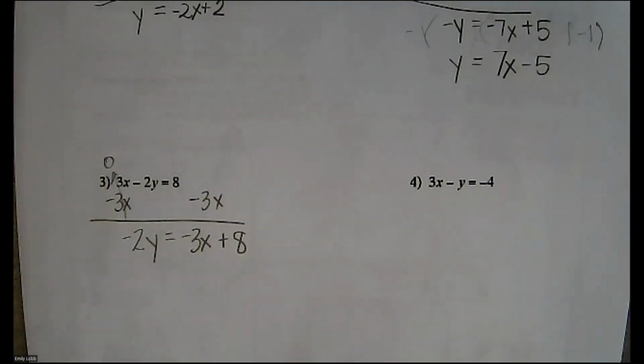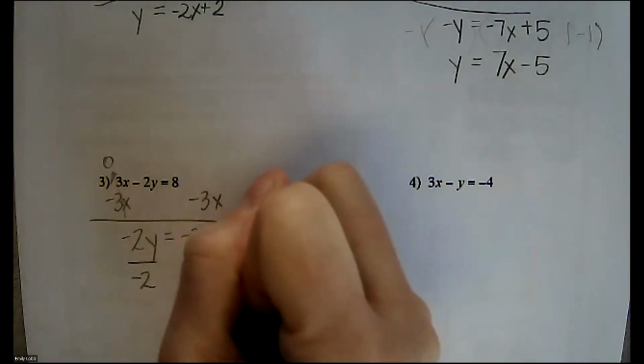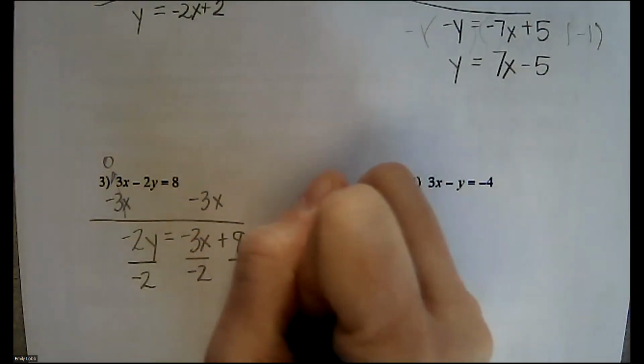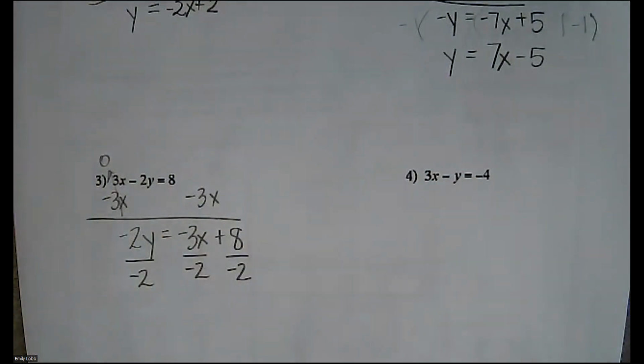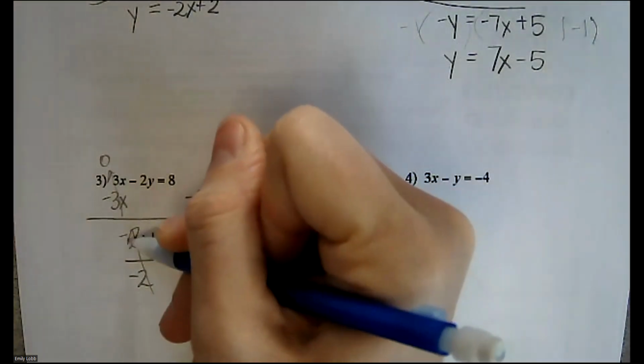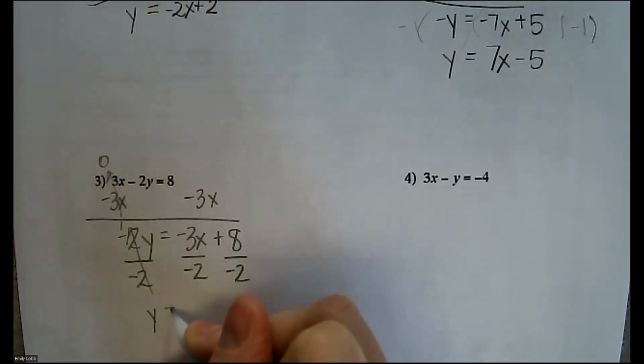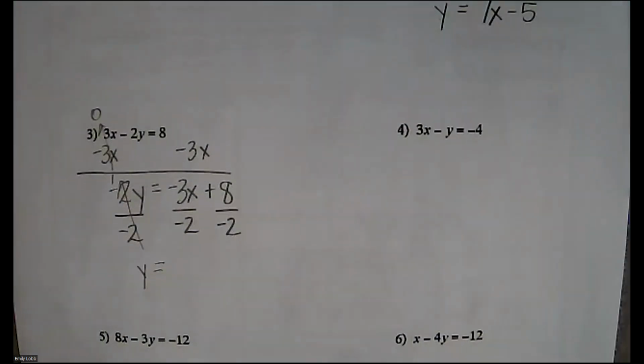Now I have to divide all terms by what? Negative 2. Well done. We are big kids and we show division with a fraction bar. Negative 2 divided by negative 2 is 1. So 1y we write as y. This is what we want. This is the form we want.